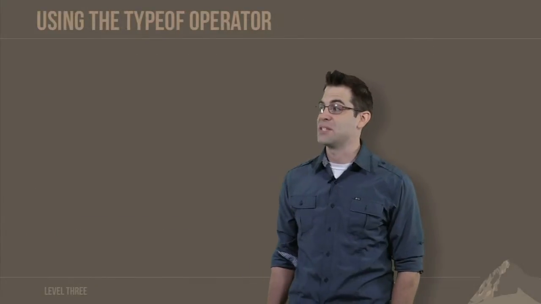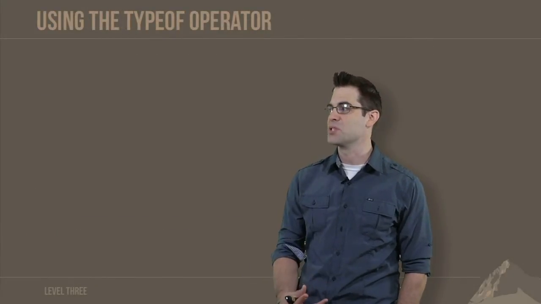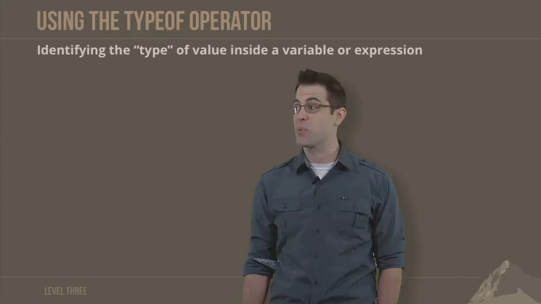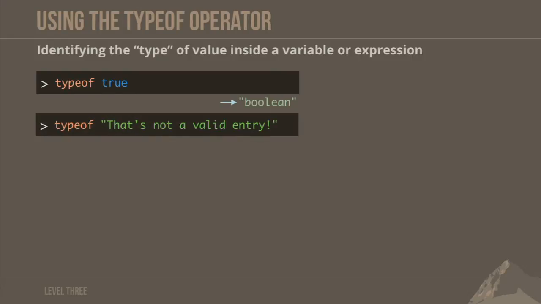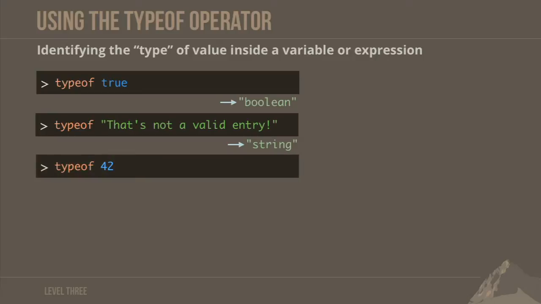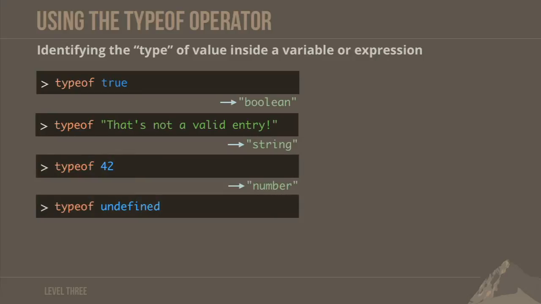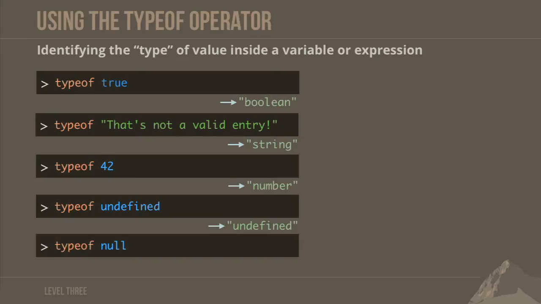The typeof operator allows us to identify the kind, or type, of course, of value inside a variable or an expression. Here you can see that if we take the typeof true as an entry, we get boolean as a response because true is a Boolean value. If we do typeof "that's not a valid entry", we get a string because the expression that follows typeof is a string. typeof 42 will return number, and typeof undefined will return the type undefined, which is its own type. And typeof null, which is special and we'll need it soon, returns object as a type.